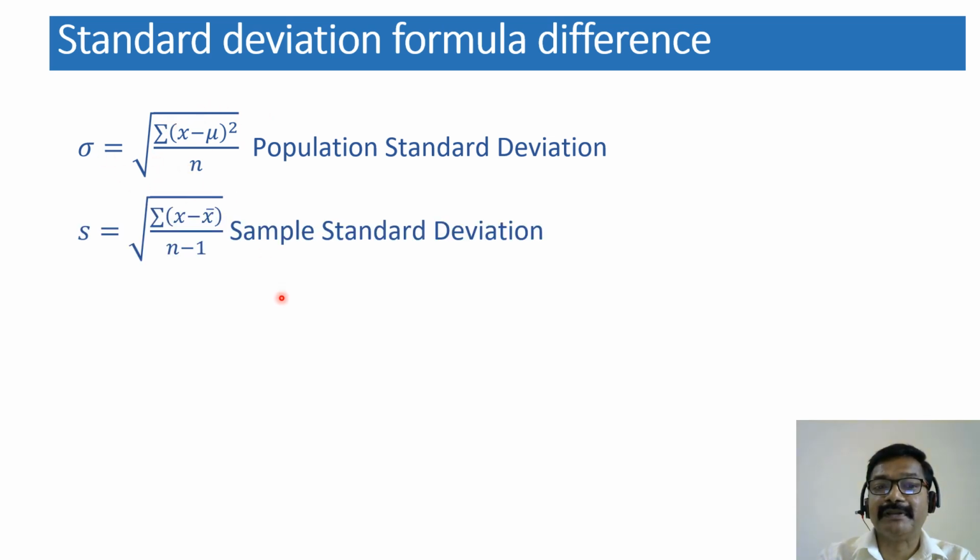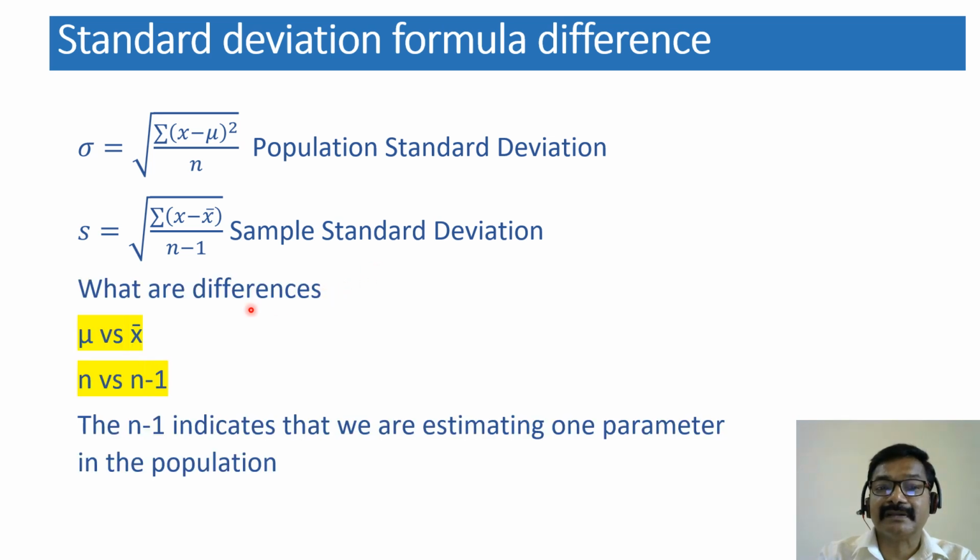For the sample, what is the difference? Now see mu versus x. So in the population mu is used, and in the sample x bar is used. So n is for the population, and n minus 1 is for the sample. So n minus 1 indicates that we are estimating one parameter in the population. It is also called the degree of freedom. Rather, it is connected to degree of freedom. So degree of freedom we'll discuss separately.